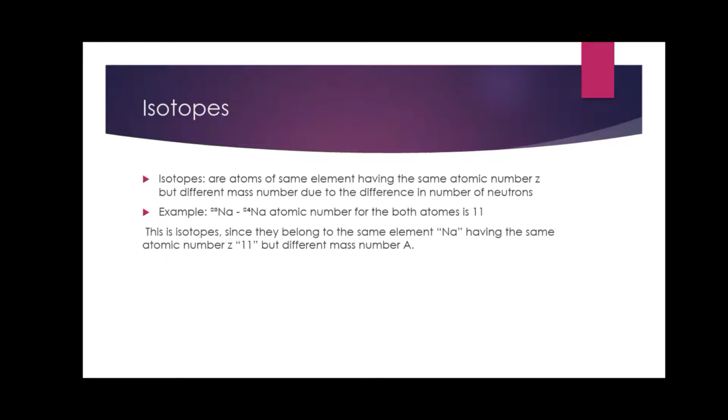So these are isotopes since they belong to the same element, that is Na, having the same atomic number Z, that is 11, but they have a different mass number A. Here we have 23 and 24.